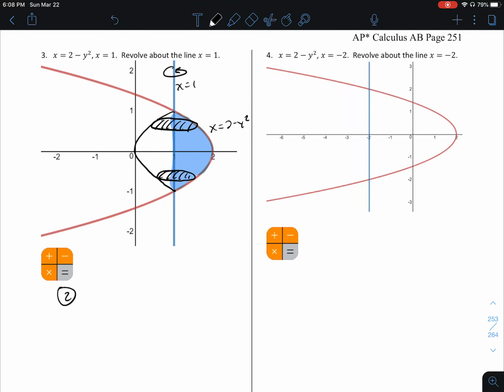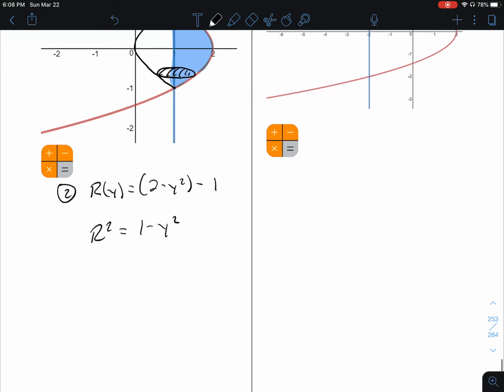Step 2, what is r of y, in an effort to figure out what r squared is. R of y is the distance between these two. It's the absolute value. If you go from right to left or top to bottom, it's big minus small, upper minus lower. Upper in this case is to the right. So we've got 2 minus y squared, and we subtract from that this value here, which is 1. And then this is going to simplify to 1 minus y squared.